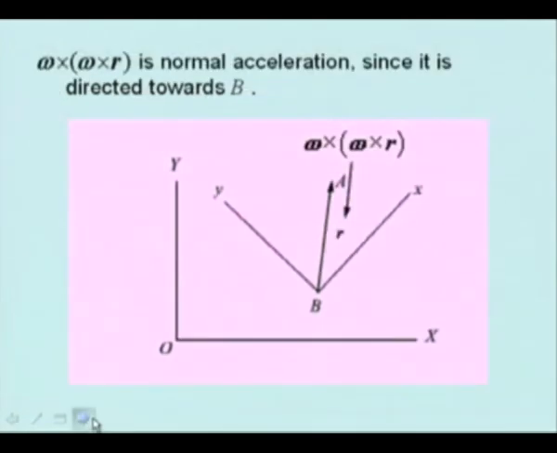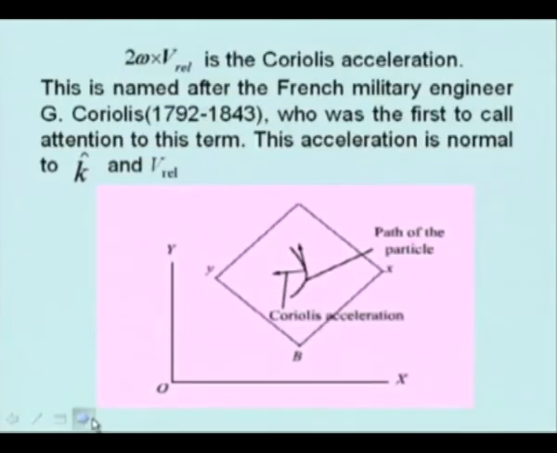Now, 2 omega cross v rel is the other term which we get in the expression for acceleration. 2 omega cross v rel is really the Coriolis acceleration. This is named after the French military engineer G. Coriolis, who was born in 1792 and died in 1843, who was the first person to call attention to this term. This acceleration is normal to k and v rel.